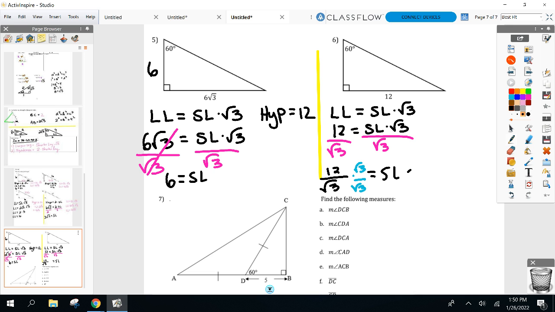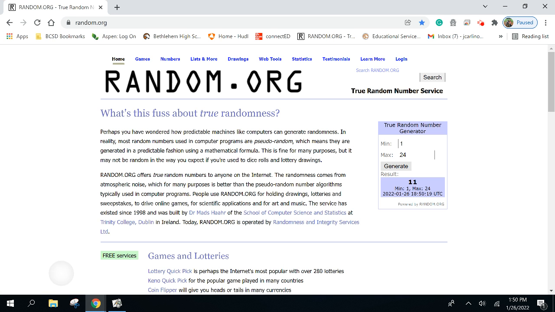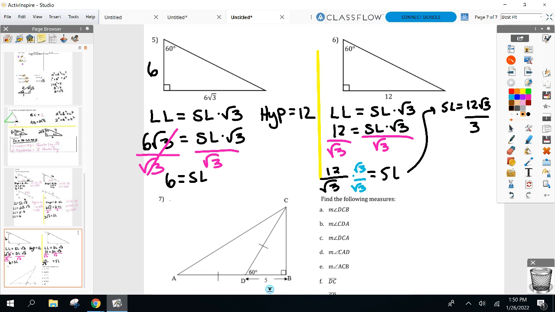Oh boy, let's keep grinding. Shorter leg then is 12 radical 3 over 3. Right? Radical 3 times itself gives you the 3. 12 radical 3 over 3. Still not acceptable. Why not? What's your last step here? Still not acceptable. Yep. So shorter leg is 4 radical 3.